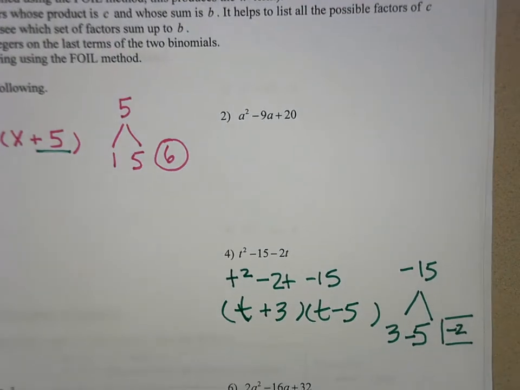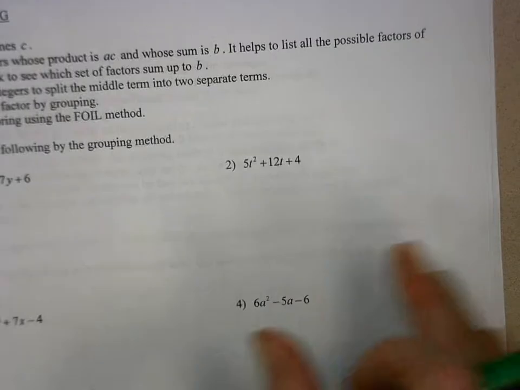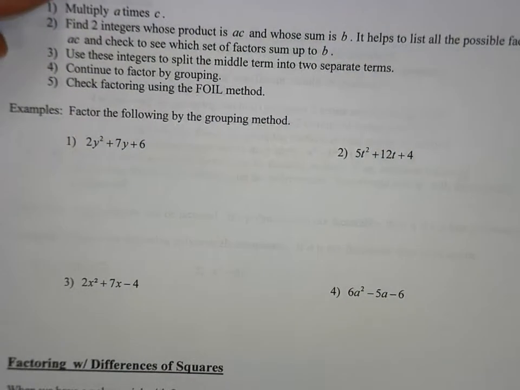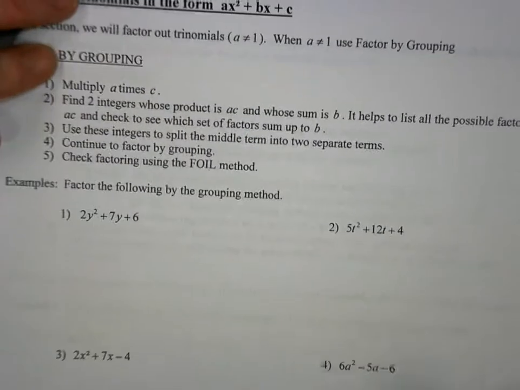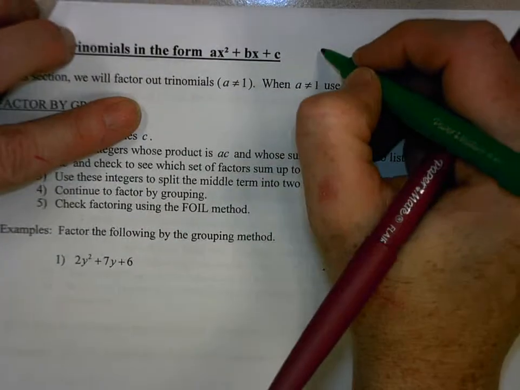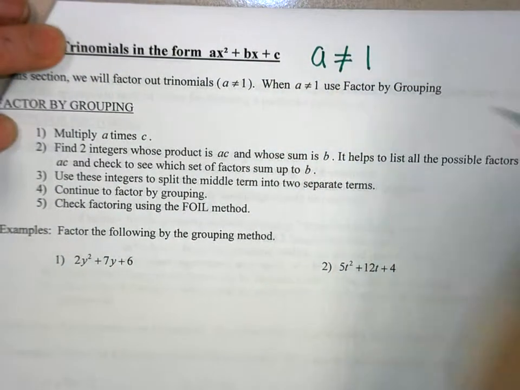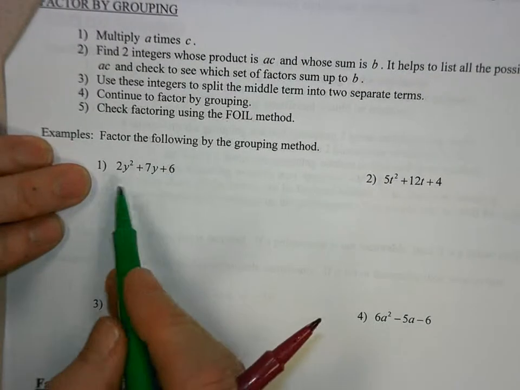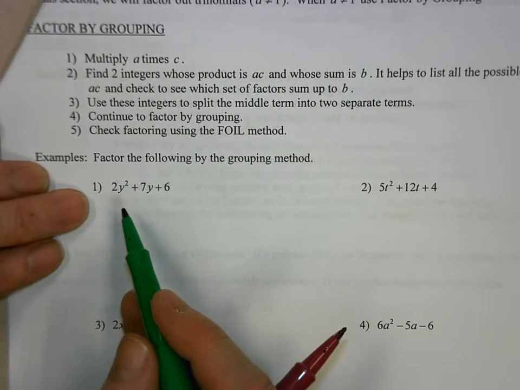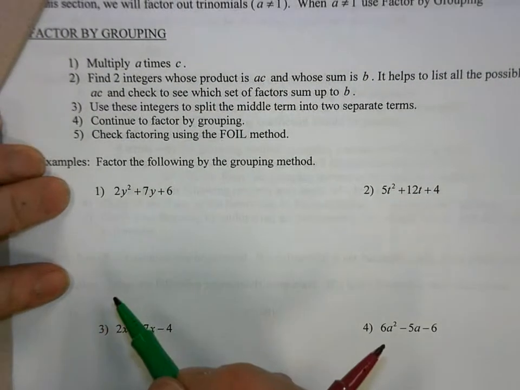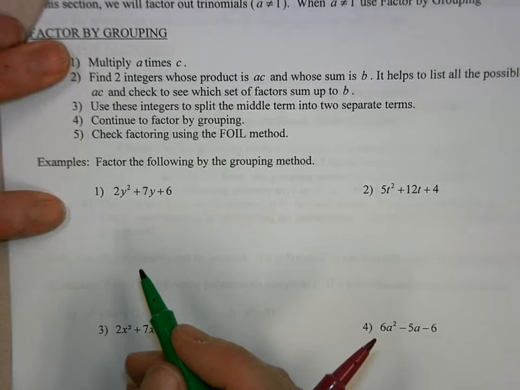So there is how I factor a trinomial. Okay. So now I'm going to take trinomials of the form where a doesn't equal 1. All right? So an example like this. A is not 1. I can't factor anything out, so I'm stuck with an a that doesn't equal 1. What do I do? Multiply a times c.